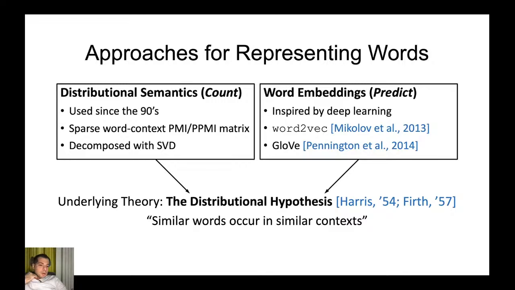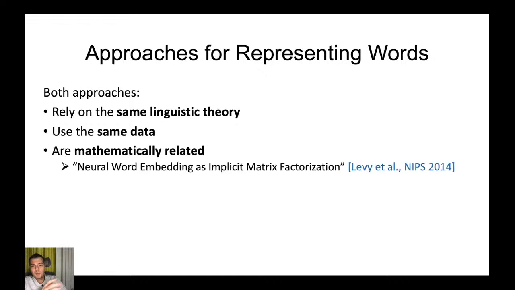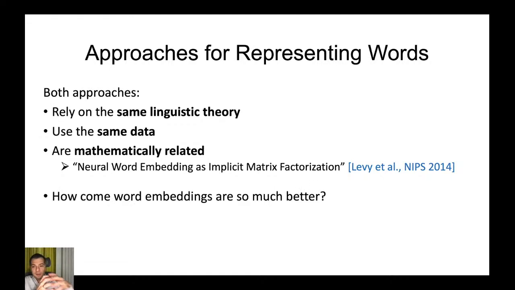And we provided some examples last time. So both approaches rely on the same linguistic theory. They use the same data, documents, and one uses the collected documents to obtain count statistics, while the other tries to predict words from the context. And although these are alternative approaches for building word representations, it seems that there is also a mathematical relation between them. This was discussed in a paper by Levy at NeurIPS 2014, and they show that neural word embeddings are an implicit way to do matrix factorization.